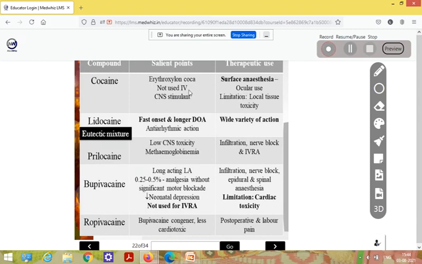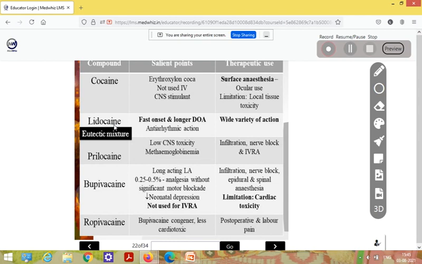But it's not used anymore, especially not as IV, mainly because it's a protoplasmic poison. And as you all know, it's a drug of dependence, and it causes CNS stimulation. It also has sympathomimetic properties. As for therapeutic use, if at all, I really doubt it, since we have better surface anesthetics available. So cocaine is hardly in use. It could be limited to ocular use. The limitation is the tissue toxicity, which I told you, it is a protoplasmic poison.